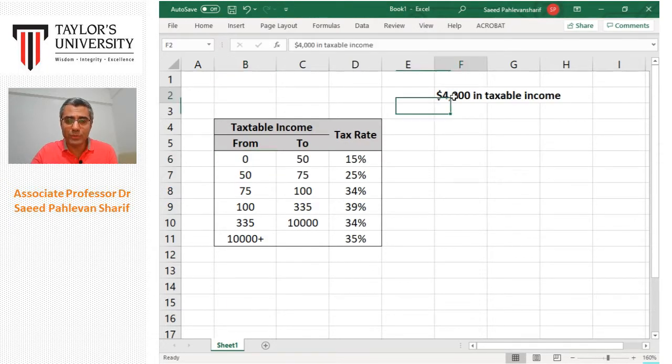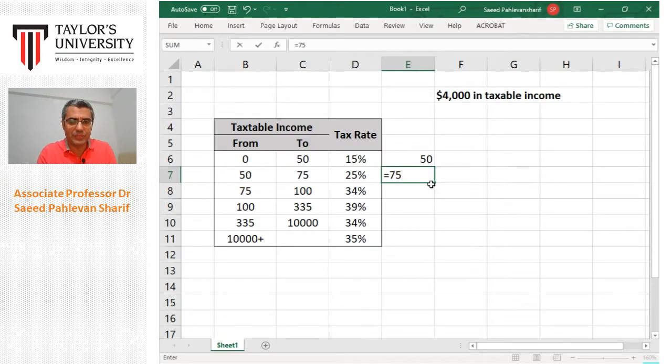So if this is 4,000, we cannot just jump here and say, okay, 4,000 will be taxed at 34%. You need to break it down into small parts based on the brackets. So the first $50 will be taxed at 15%. Then the next $25, it means 75 minus 50, so the difference is 25. The next $25 will be taxed at 25%.